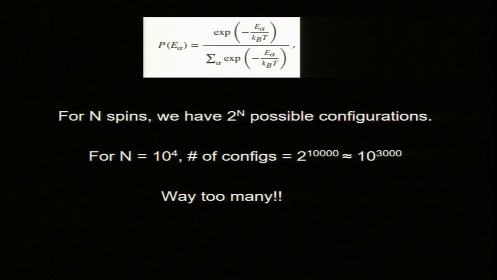Okay. So, how do we solve this? So, for n spins, n is a 2D spin, okay. So, n is the total number. So, how many configurations do we have?